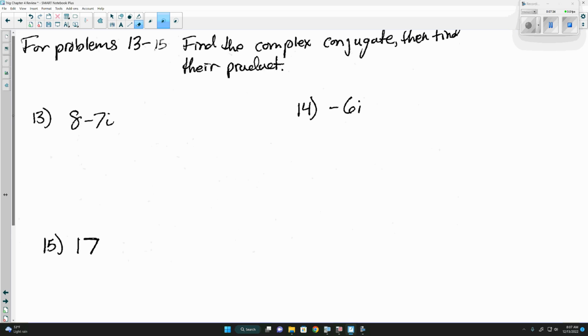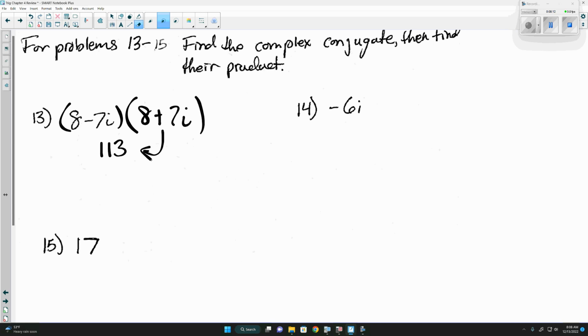Find the complex conjugate and then find their product. Well, that's going to be 8 plus 7i. And then we would multiply the two together, 64 and 49. It's going to be 113, because we just multiply these two together and get our answer. And we can plug that in a calculator, 8 plus 7i times 8 minus 7i. We get that there, or we can just distribute out.